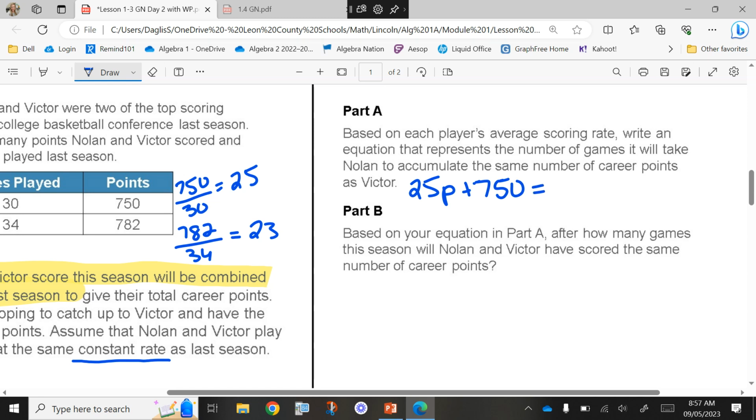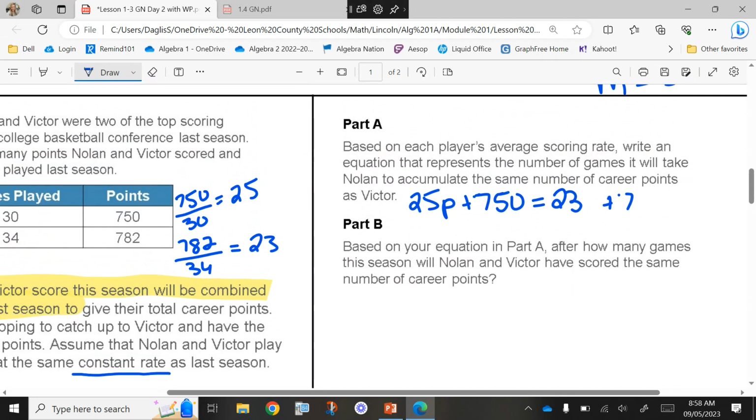So what's it going to look like for Victor? That's what Nolan looks like. What does Victor look like? Okay, good. There's one thing you didn't say. 23p. There you go. Good. And they are equal to each other, so that's why we had, because it wants them to be the same. When are their career points going to be the same? If they continue at that same constant rate and they add on to their points from last year, when will they match up?